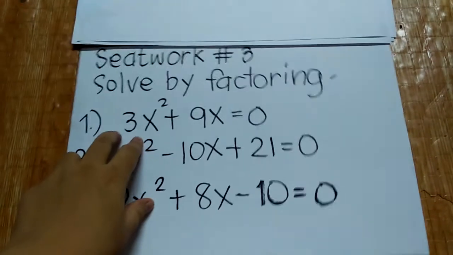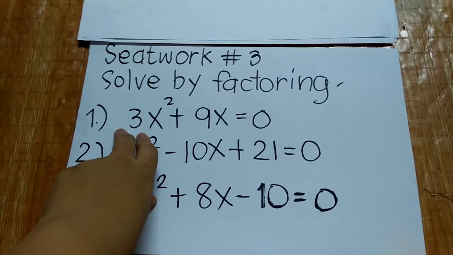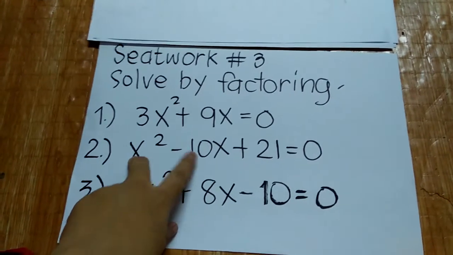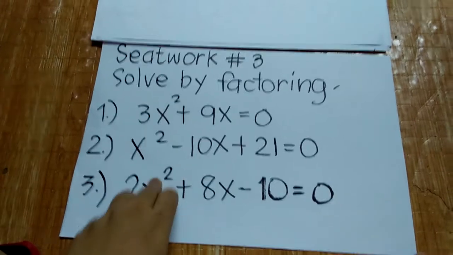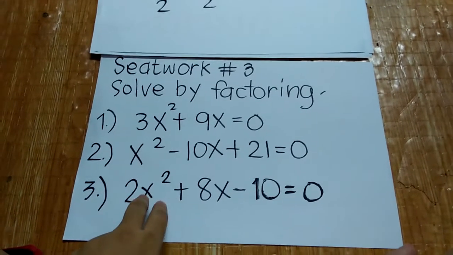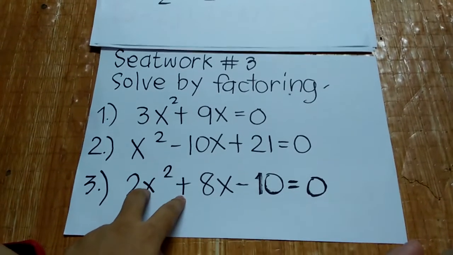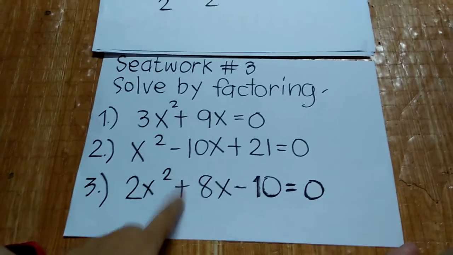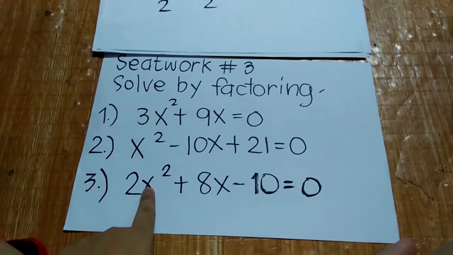So, itong number 1, GCF lang to, madali lang. 3x squared plus 9x is equal to 0. Then ito, x squared minus 10x plus 21 is equal to 0. And then itong number 3, 2x squared plus 8x minus 10 is equal to 0. Ito ay a is greater than 1. So ito yung medyo mas mahaba yung procedure, number 3.